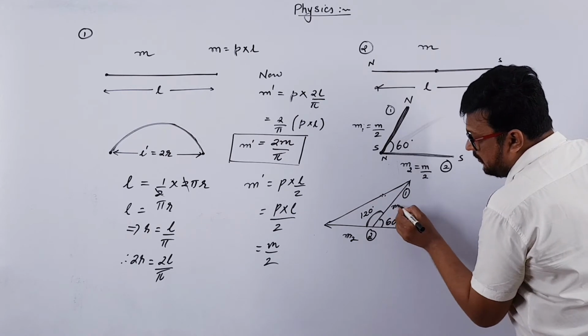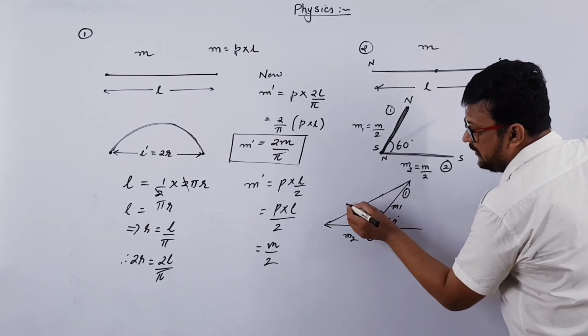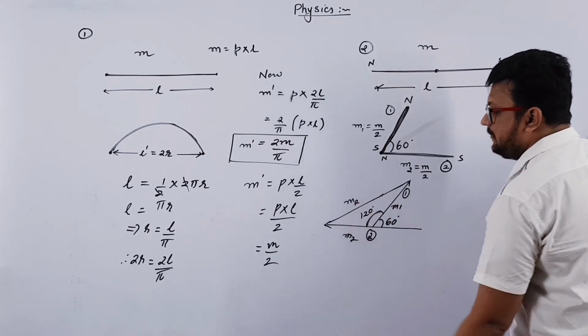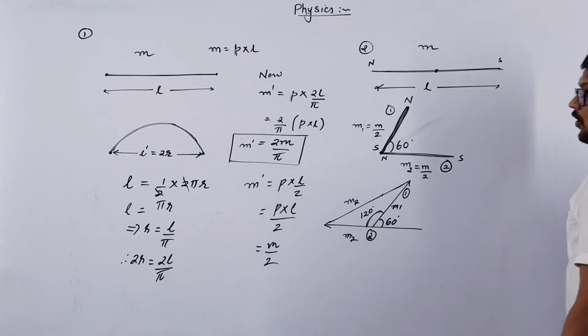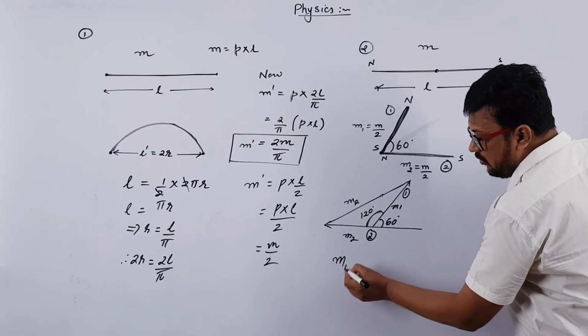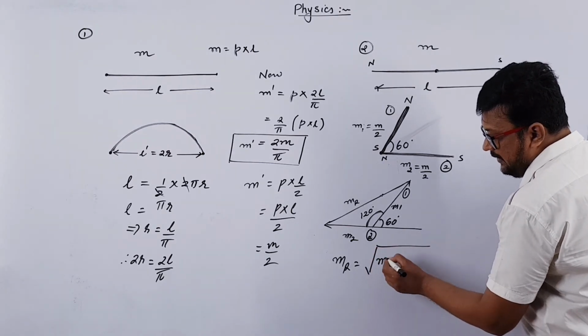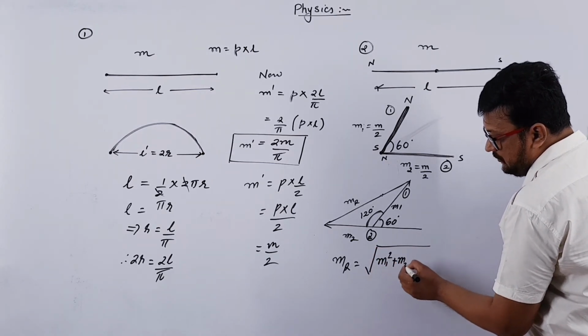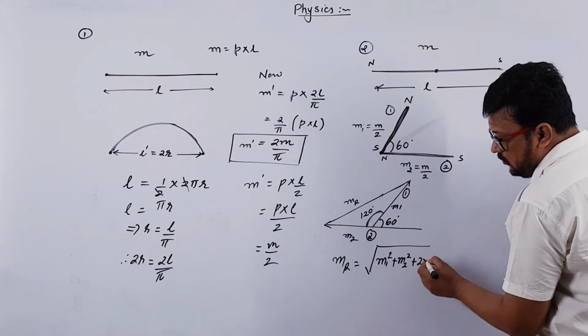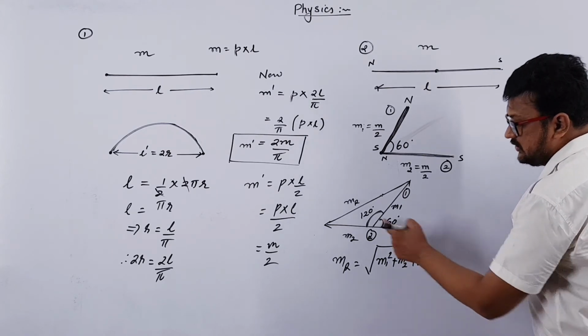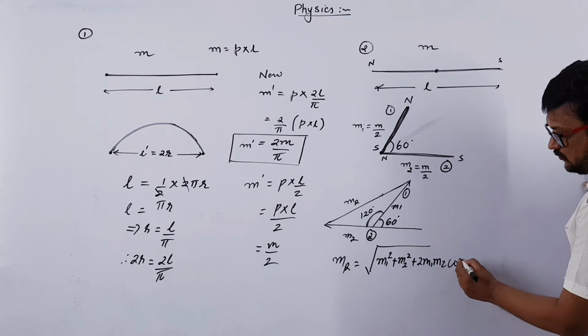This has magnetic moment M1, this has magnetic moment M2, and this will be MR, which is the resultant magnetic moment. So the formula for resultant magnetic moment using the law of parallelogram will be MR equal to under root of M1 square plus M2 square plus 2 M1 M2 into cos theta. Here 120 is there, so cos 120.